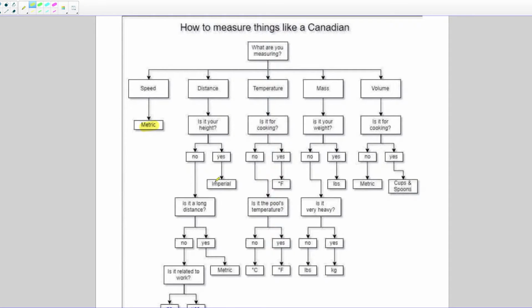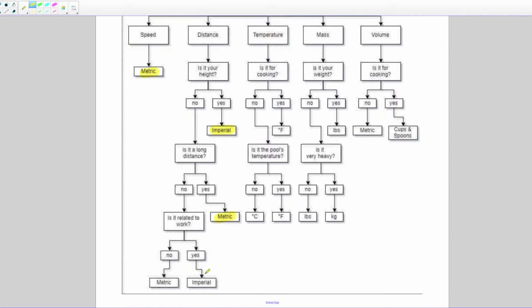If it's your height, we tend to measure in feet and inches, which are imperial units. If we're looking at long distances, we tend to look at metric units, such as kilometers. If it's related to work, we typically use imperial units, such as feet and inches in construction work. For everything else, we tend to use the metric system.